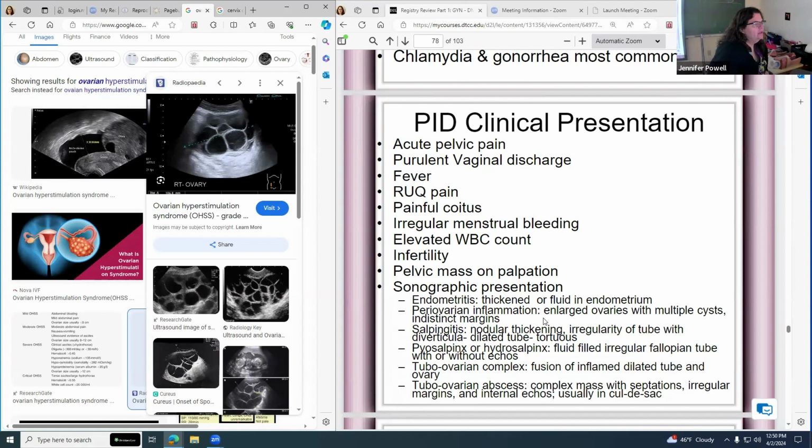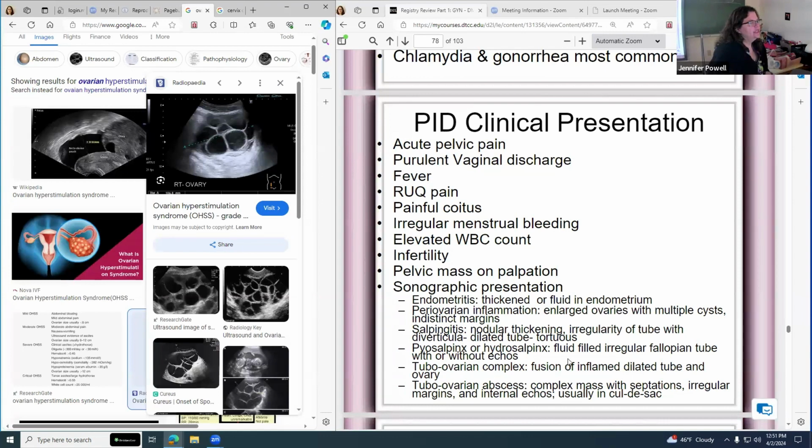para-ovarian inflammation with enlarged ovaries, multiple cysts, indistinct margins, salpingitis, which is an inflammation of the fallopian tubes, nodular thickening, irregularity of tube with diverticula and dilated or tortuous tube. So remember that picture I showed you with the thickened tube, and it had those little non-connecting septa? That's what that's talking about here.